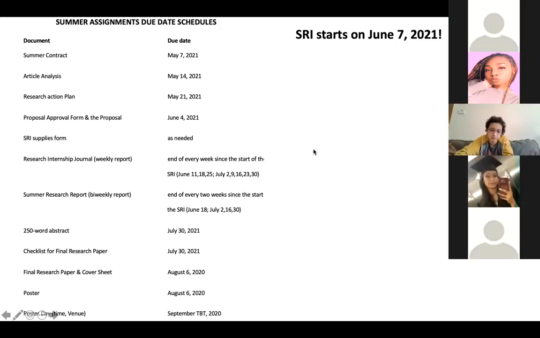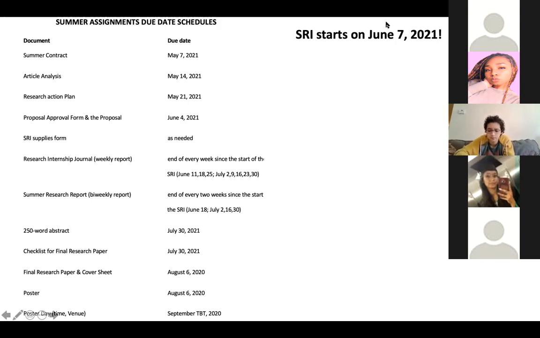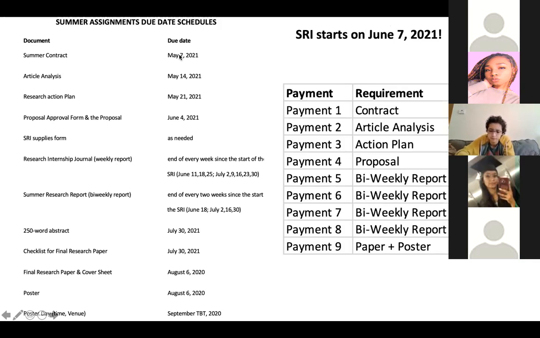All right. So now let's talk about the payment schedule. The payment is going to be linked to all of those documents that I described, and you're going to get paid once you fulfill each one of those requirements. So the first payment, we're going to pay it once we receive your signed contract. That will be a $200 payment by May 7th.